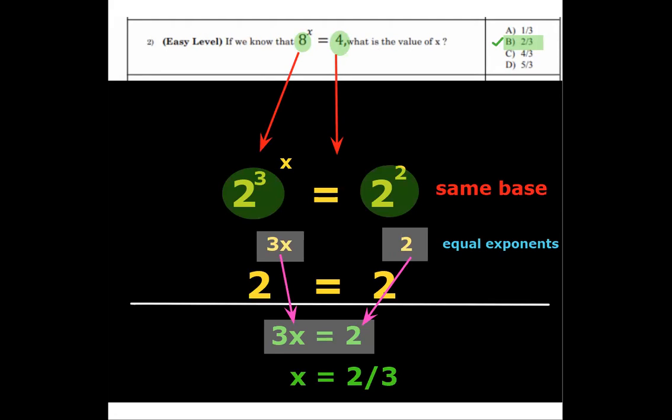Now that the exponents have the same base, we can use the power to a power rule, and the left side is 2 to the 3x equals 2 squared. Since the bases are the same, they're both 2, the exponents above must also be equal. So we write the equation 3x equals 2, and dividing by 3, x equals 2/3. The correct answer was B.